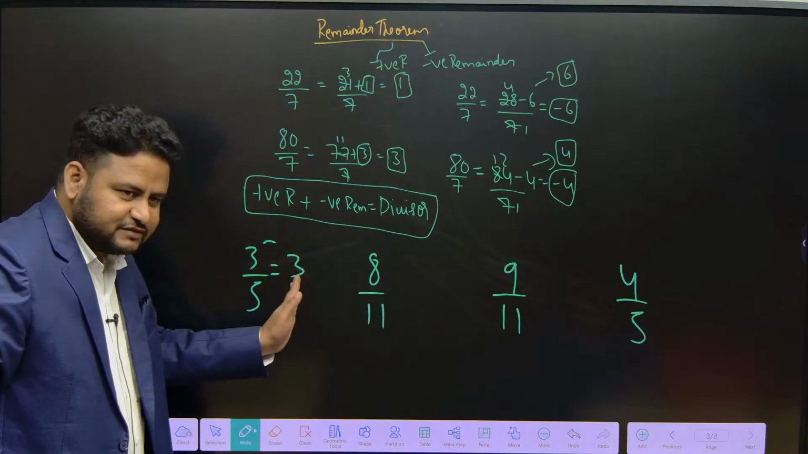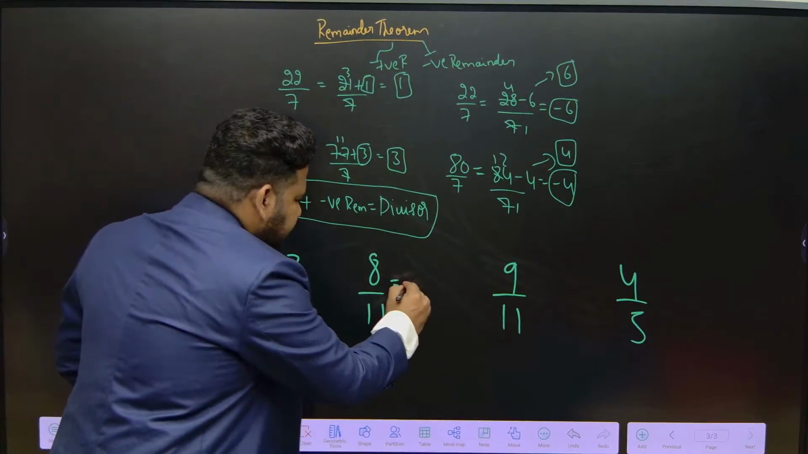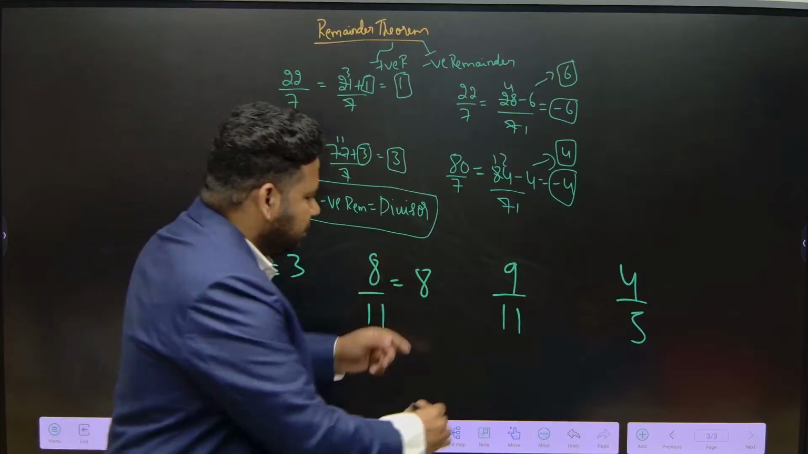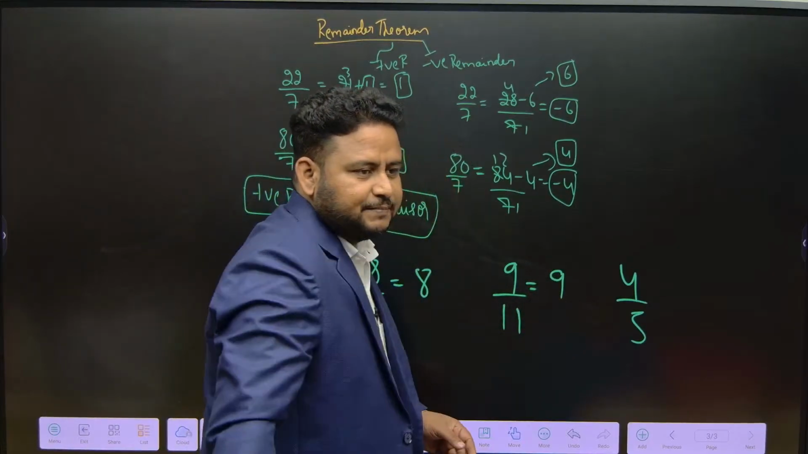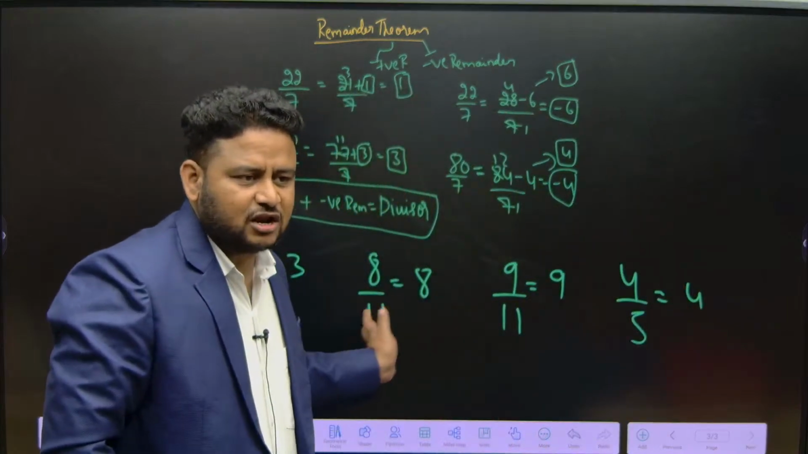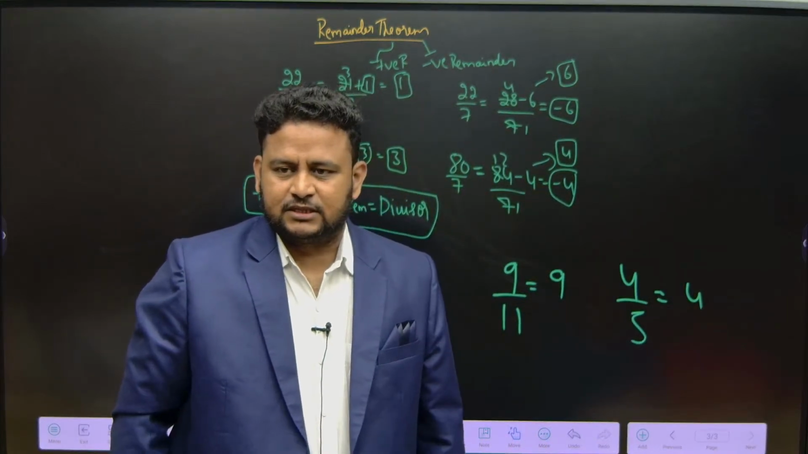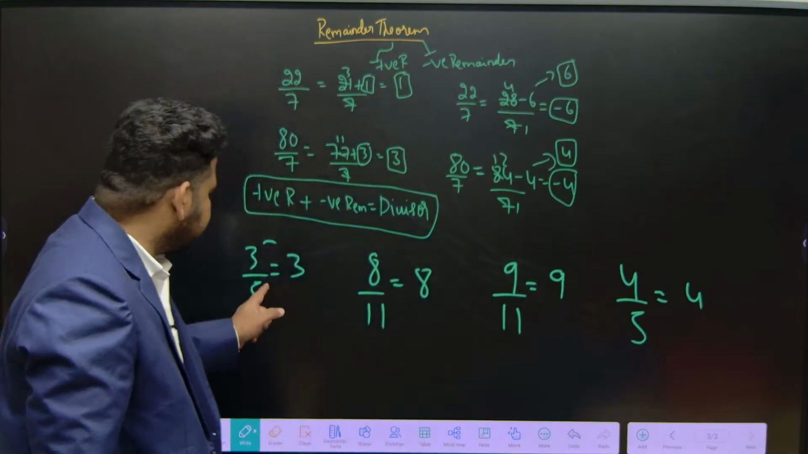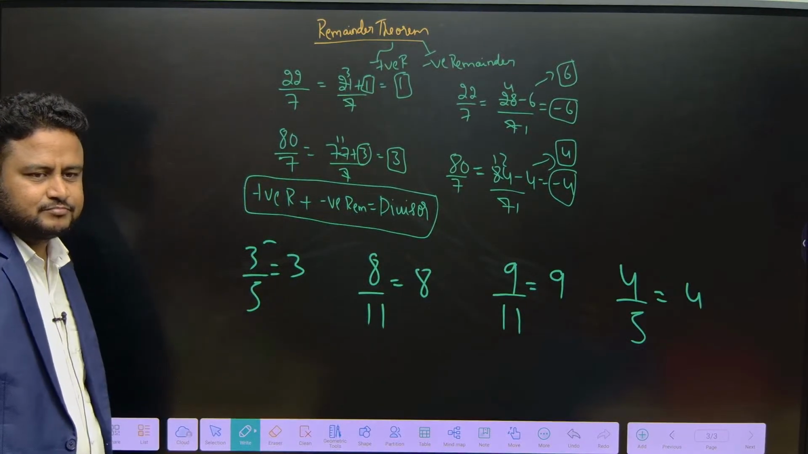Okay. 3 itself is the remainder. What about here? 8 itself is the remainder. What about here? 9 itself is the remainder. Here, 4 itself is the remainder. These are all positive remainders. For this, what is a negative remainder?